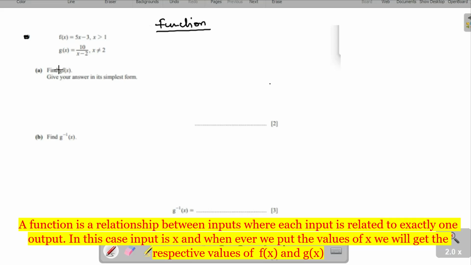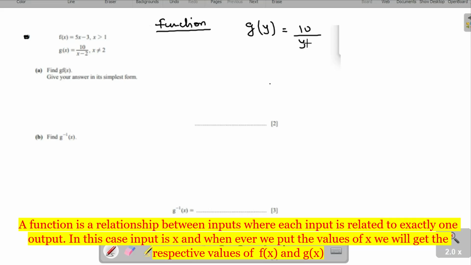When we talk about a function, first, if you see f of x, that means f is a function with respect to x. It is expressed in the variable x. g of x means 10 upon x minus 2. Wherever you see the variable x, if I write g of y instead, my function would be 10 upon y minus 2.